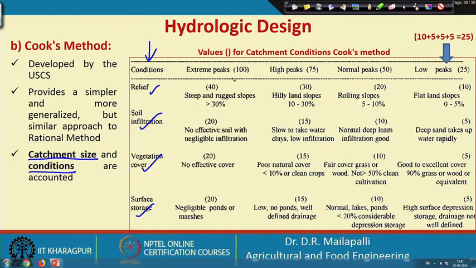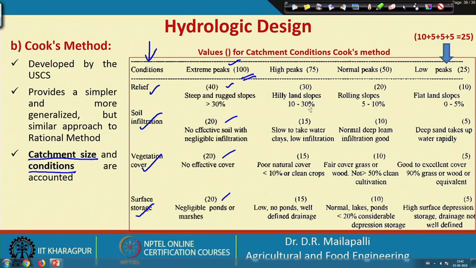So, the peaks are classified into 4 classes: extreme peaks, high peaks, normal peaks and low peaks. Based on the peak type, that is the magnitude of the peak, you have these weights, basically 40, 20, 20, 20. If you sum up all these, 40, 20, 20, 20, that gives 100.